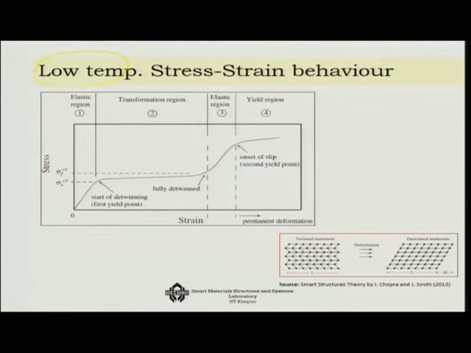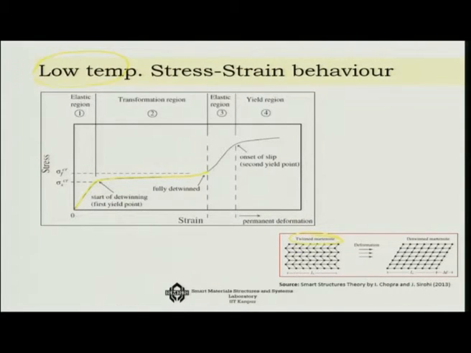So, at the low temperature level, that means it is at martensite. This is at the martensite phase. In fact, it is initially at the twinned martensite phase. Now, as I am increasing the loading, after a certain point it will start to detwin. That is the first yield point. Okay. So, I have crossed the elastic region.